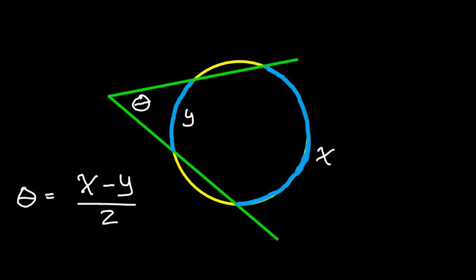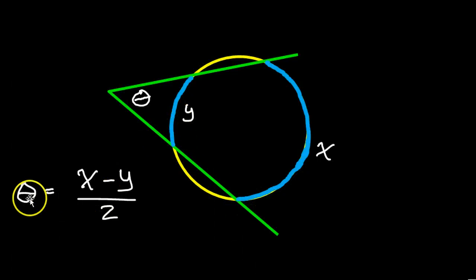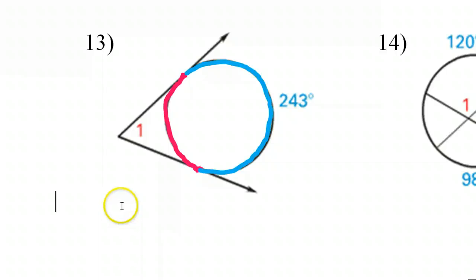It's this one. Number 13, we have the angle that's outside the circle. So the circle is being divided into these two arcs. I have one arc that's doing this, and I have another arc that's doing this. It just so happens that together they make the entire circle, but it still follows the same rule. Angle equals big arc minus small arc divided by 2. So we need to know what these two arcs are.